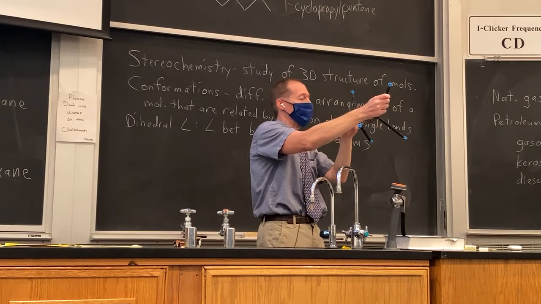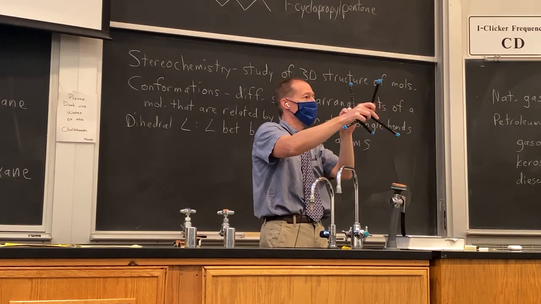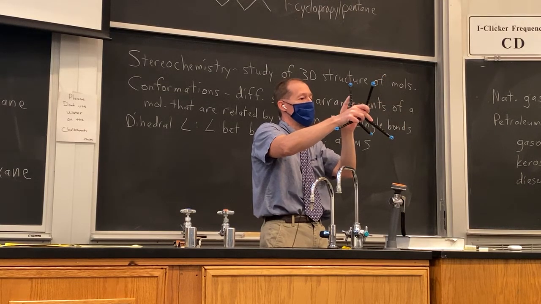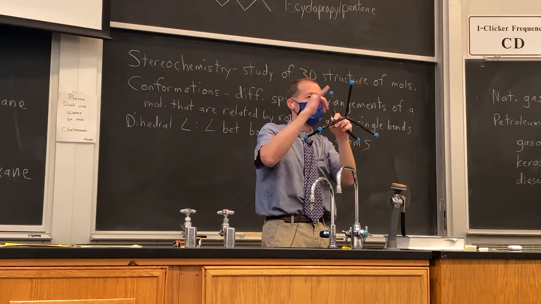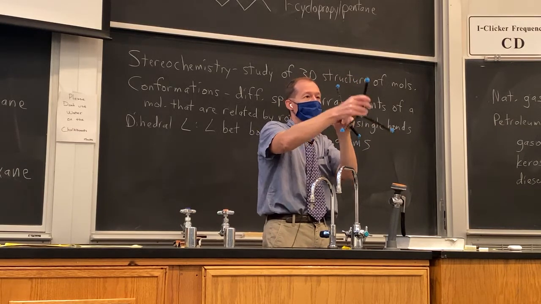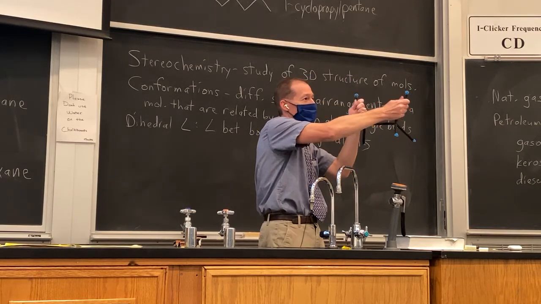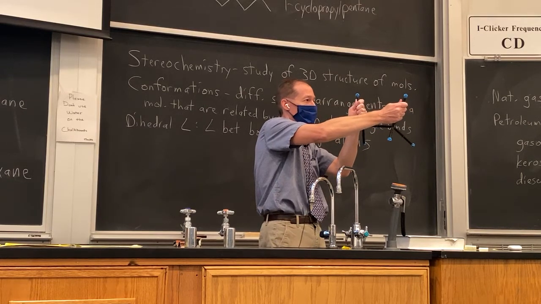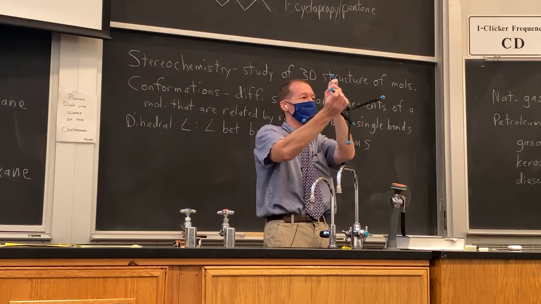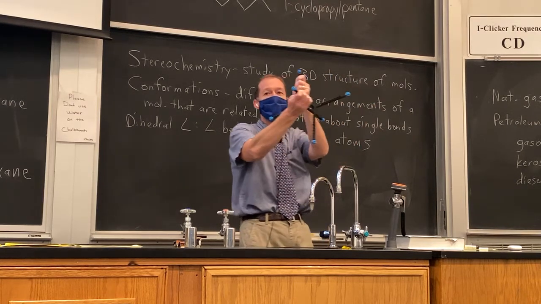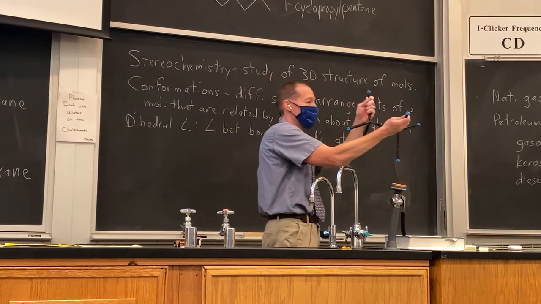That would be the bond angle, which is not the same as the dihedral angle. Bond angle is the angle between bonds on the same atom. Dihedral angle is the angle between bonds on adjacent atoms. It's 0 here. The dihedral angle in this case is 0. Okay? Now, if I rotate, what is my dihedral angle in this case? 60 degrees. Okay?